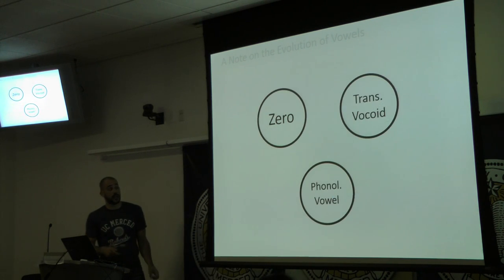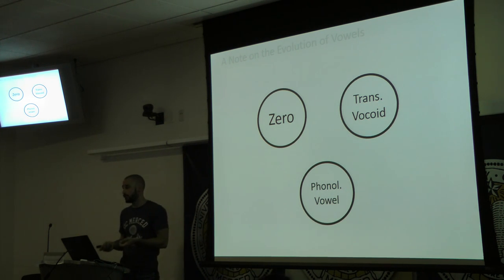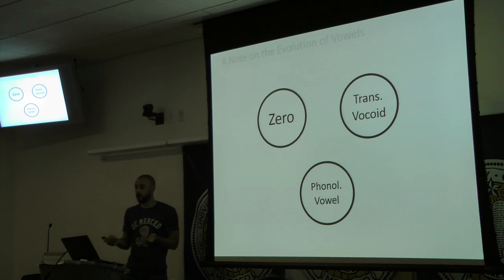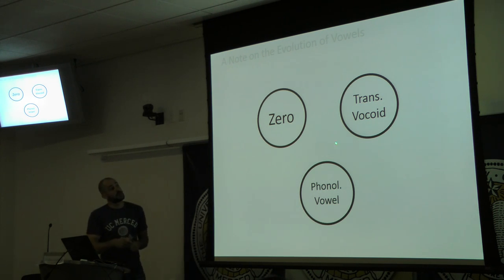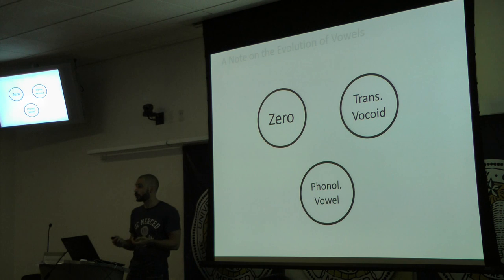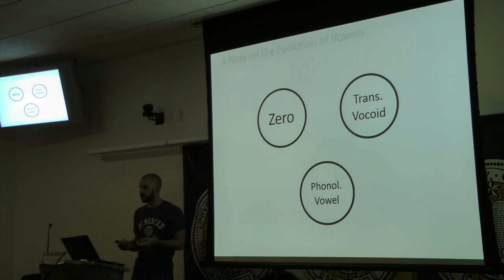So I rather look at possible states a system can be in with regard to the presence or absence of a vowel-like element and its role within the phonological system. So you can have zero, so you have a consonant cluster and there's no vowel-like element in there whatsoever. You can have a transitional vocoid, an element that has acoustic properties of a vowel. However, it does not belong to the system, it's not relevant for the phonological system whatsoever, it does not have any functional role in the system. And the third state would be a phonological vowel, either a lexical vowel or an inserted vowel that is bearing some functional load.